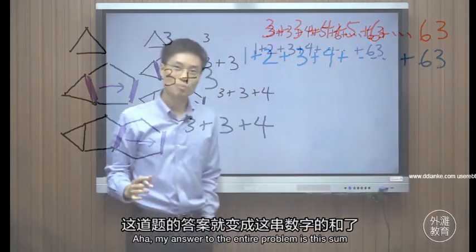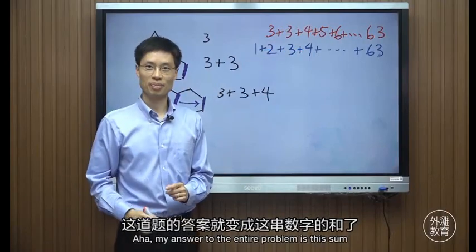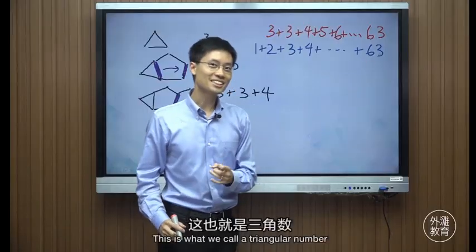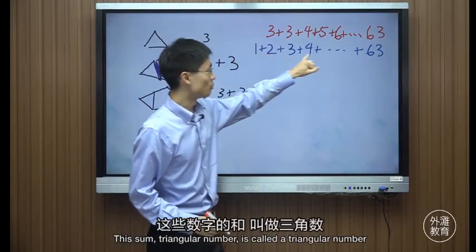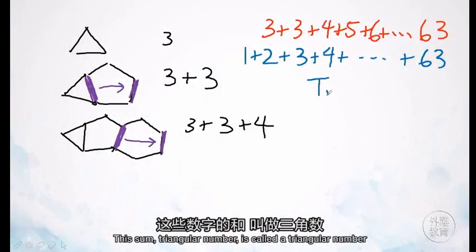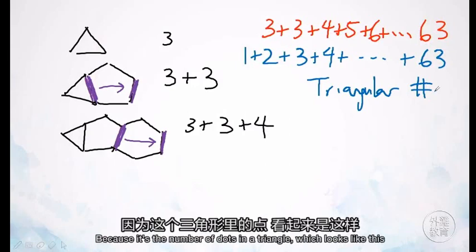Aha! My answer to the entire problem is this sum. This is what we call a triangular number. It is called a triangular number because it's the number of dots in a triangle which looks like this.